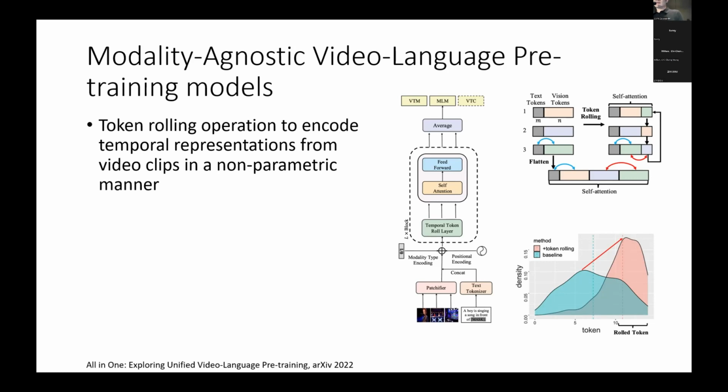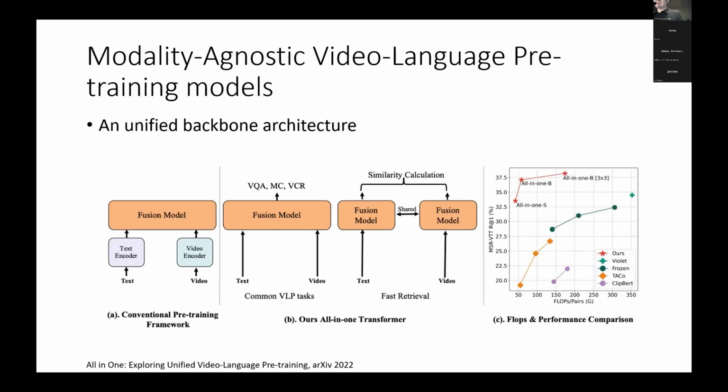For this one, the pre-training is using WebVid 2.5 million and also HowTo100M. And the experiment result shows that you can get a very high accuracy and also low FLOPs computational complexity.